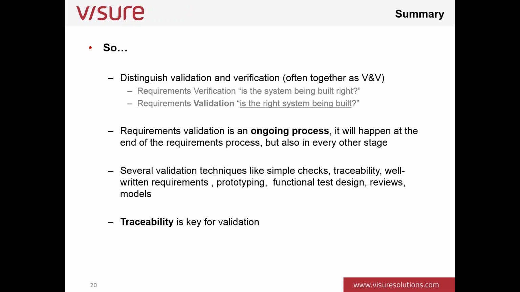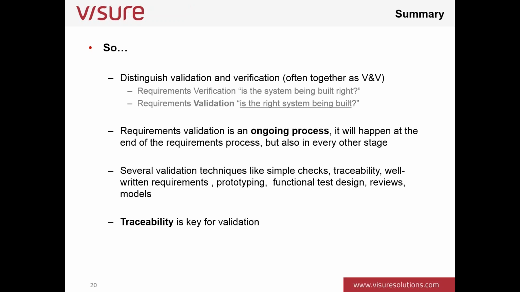There are several validation techniques. We have seen five of them, like simple checks, including traceability and well-written requirements, prototyping, functional test design, but also, if we are doing use cases, use case design also helps us to validate, reviews, models, and so on and so on. Just to mention some of them.